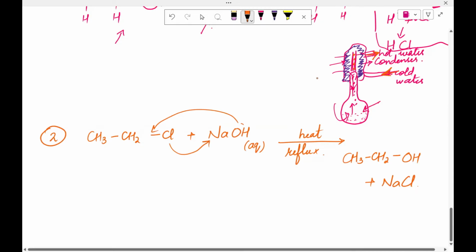Okay. So remember one thing here, this is aqueous metal hydroxide. Remember that halogenoalkanes with aqueous metal hydroxide would be giving a substitution reaction. They would be giving a nucleophilic substitution reaction.